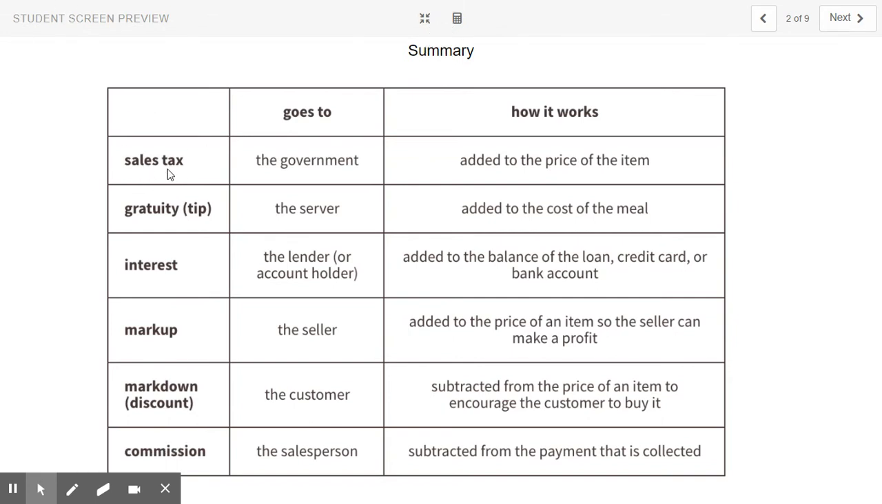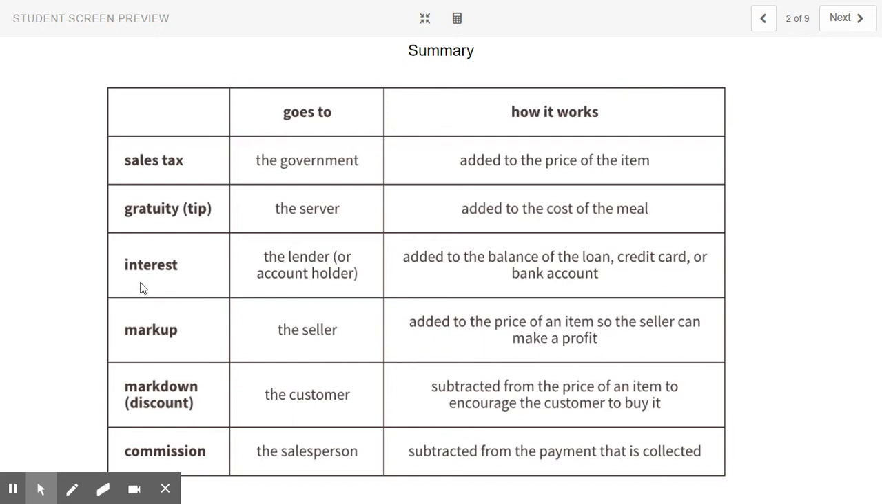We've already done sales tax. We've already done gratuity or tip. We've already looked at interest. Okay? These show us who gets the sales tax, the government. How does it work? Well, the government adds a percentage on to the price of an item, right? Gratuity or a tip, who gets that? The server. How does that work? Well, a tip is added on to the cost of a meal.